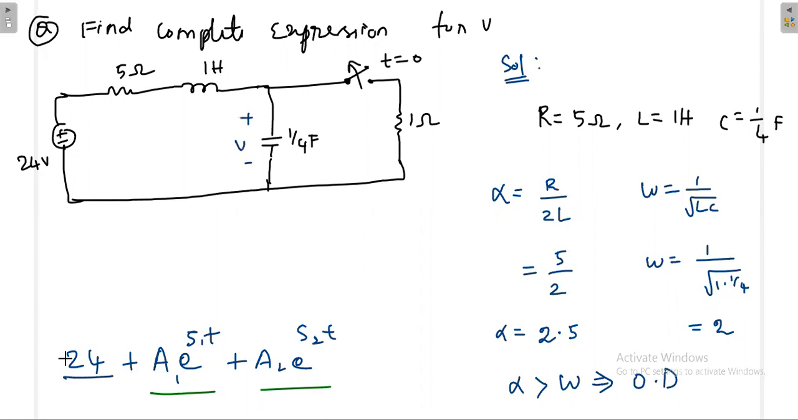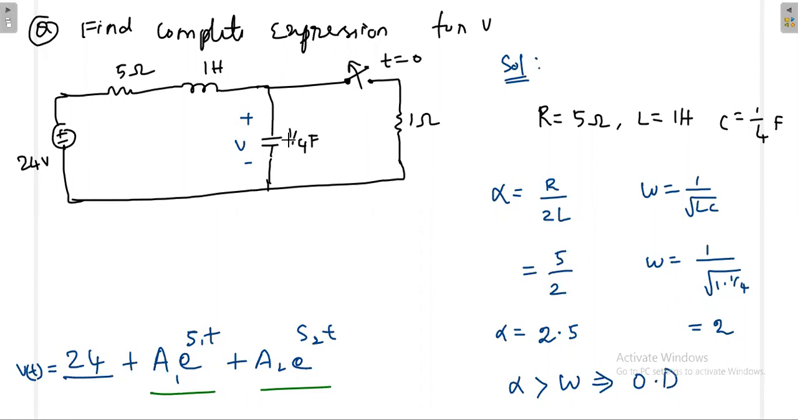So the voltage across the capacitor will finally be 24 volt, irrespective of the initial voltage here. So finally your answer will be something like this. But we'll not go by the ordinary method. Now we'll apply the Laplace transform method and then try to get the answer.